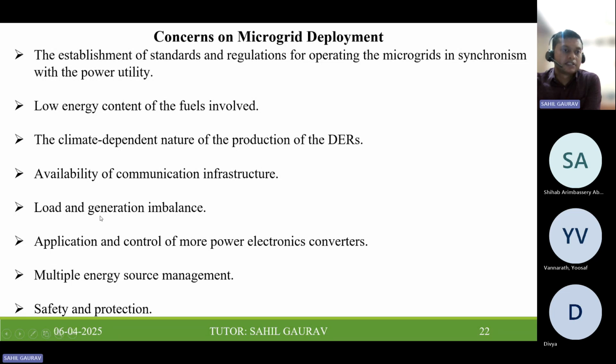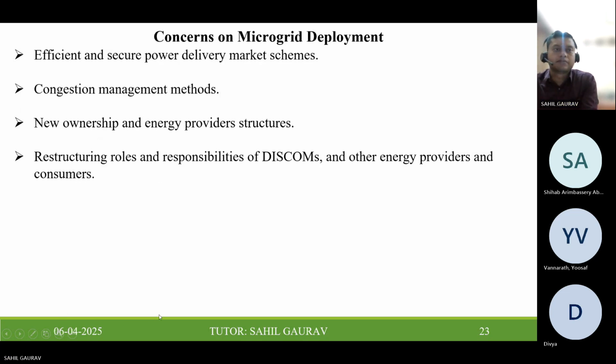Availability of communication infrastructure, load and generation imbalance, application and control of more power electronic converters, multiple energy source management, and then safety and protection. And also efficient and secure power delivery, market scheme, congestion management methods. Line congestion also occurs when there is insufficient transmission capacity to accommodate the electricity demand in a particular area. New ownership and energy provider structures, restructuring roles and responsibility of discom distribution companies and other energy providers and consumers.